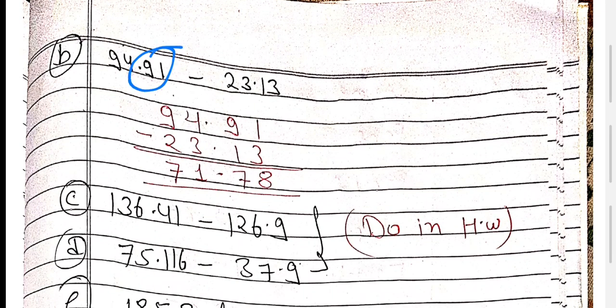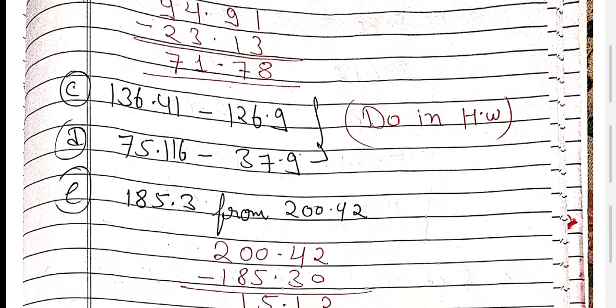Now it has 2 decimals and 2 decimals. They are the same, just write as it is. Then 1 minus 3 not possible, take 1, it becomes 11. 11 minus 3, what? 8. It becomes 8. 8 minus 1, 7. 4 minus 3, 1. 9 minus 2, 7. So your answer is 71.78. Similarly, these two parts you have to do by yourself in homework, C and D part.